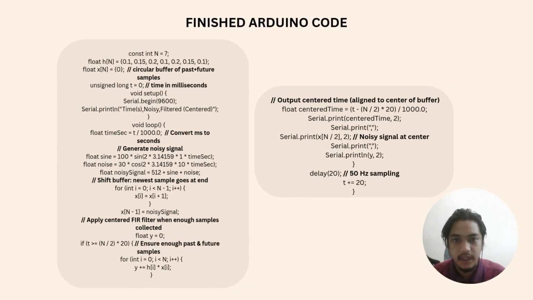So this is the finished Arduino coding, in which we first set up the number of samples, then the scalar buffer of past and future samples, and the time is converted to milliseconds. Then for the shift buffer, the newer sample goes at the end, and then we apply the centered FIR filter when enough samples are collected, ensuring enough past and future samples. Then the output centered time is aligned to the center of the buffer, then the noisy signal at the center, and it ends with the 50 Hz sampling.